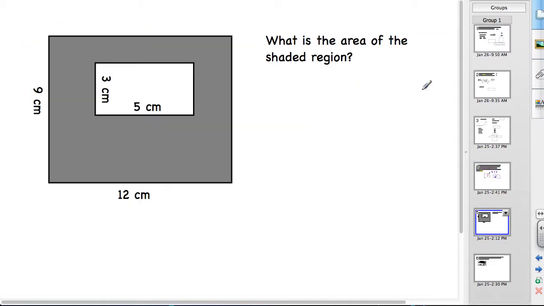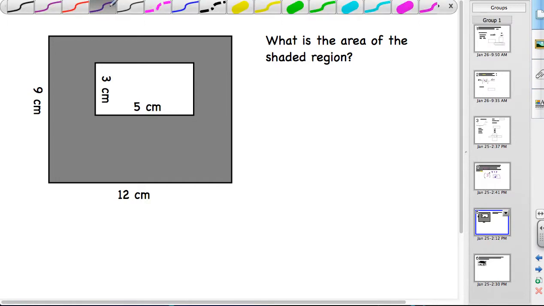In this problem, we are asked to find the area of the shaded region, which is all of this area here without this part. When we find the area of a region which has parts cut out, we need to find the area of the outside, the big part, and subtract the area of the little ones on the inside. So in order to do this, we have to actually find these areas. So let's first find the area of the large one.